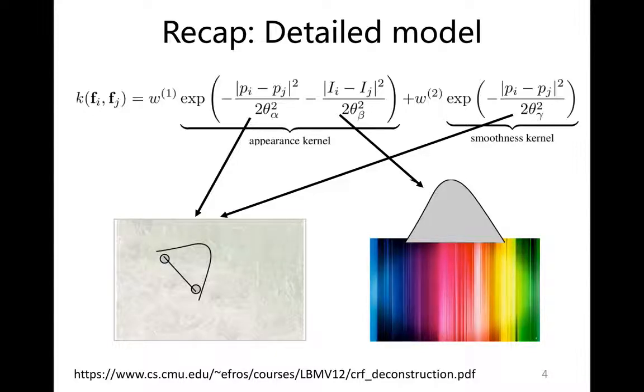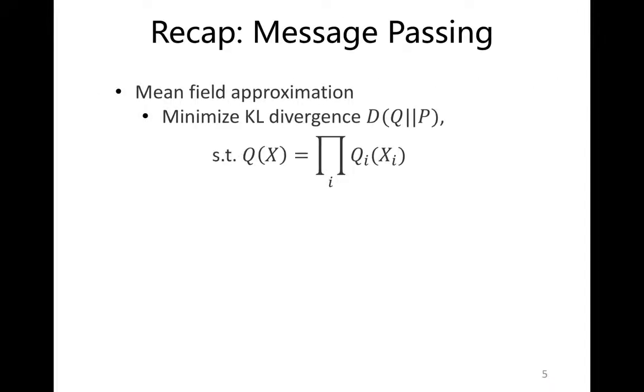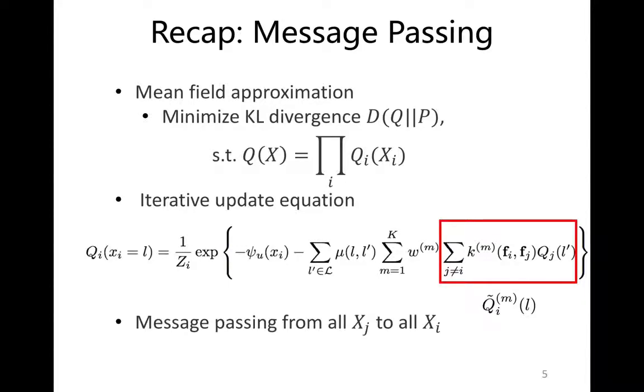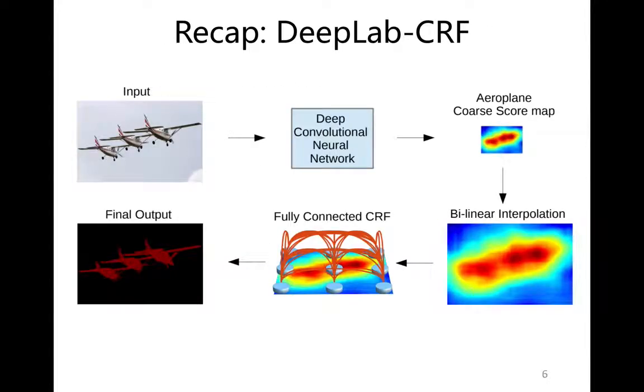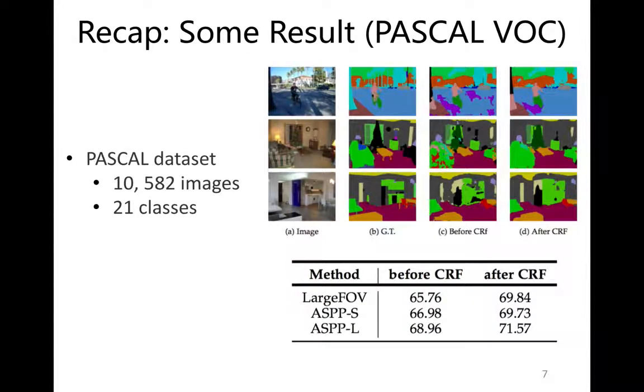And to do inference, because of the local structure of these Gaussian kernels, you can efficiently do the inference using a mean field approximation, and also do efficient message passing by doing convolution because of the locality of the Gaussian kernels. And finally, we find that the results are improved by incorporating this graph structure into your deep convolutional neural networks. The results are much better if you combine a neural network with the graphical structure.